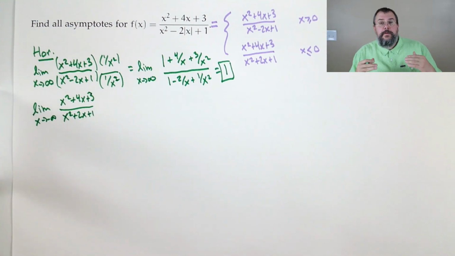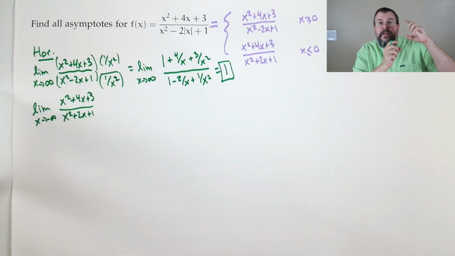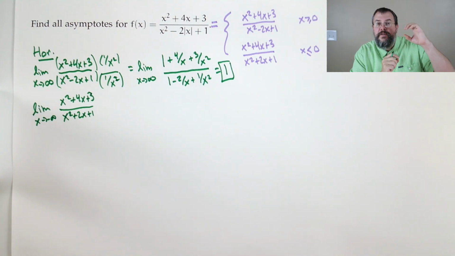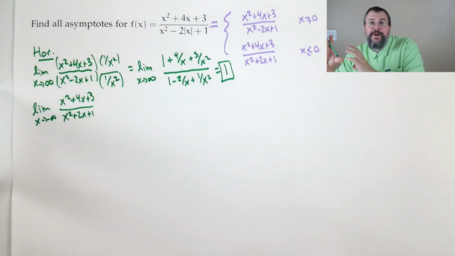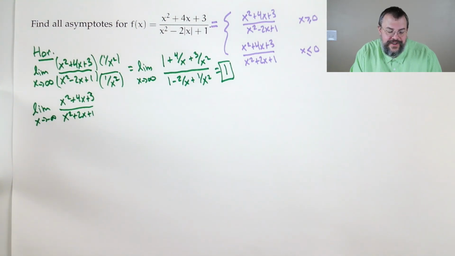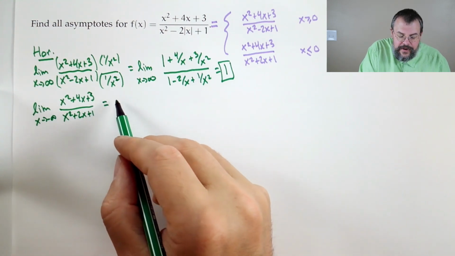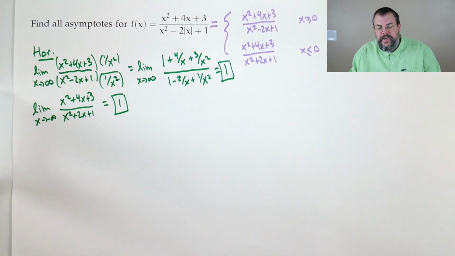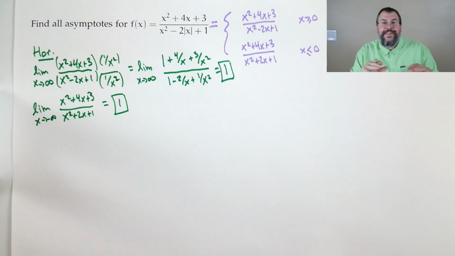If you have a polynomial, same degree on top and bottom, look at the leading coefficient at the top. In other words, the coefficient of the highest power. Look at the coefficient of the highest power downstairs. Take that ratio, because once you divide out by the growth, everything else goes to 0. So this will also equal 1. All right. So horizontal asymptotes, easy.